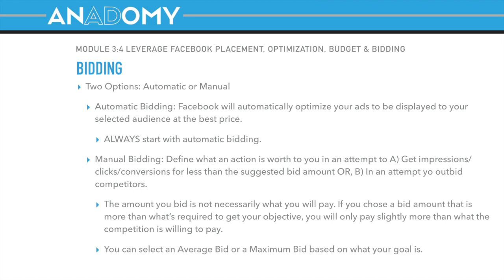You can also select average bid or maximum bid based on what your goal is. If your goal is trying to hedge your costs and make sure you're not spending too much to reach your audience, you can choose maximum bid and say, I don't want to pay any more than this amount.